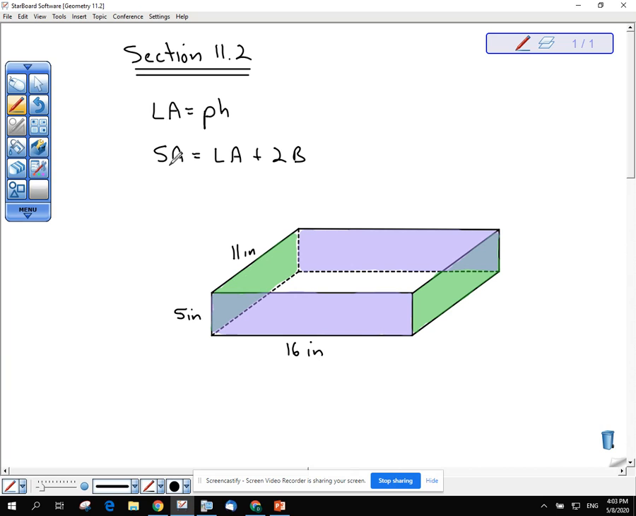The surface area then includes the bases, so it's the lateral area plus 2B. Now you might wonder, why is it 2B? Capital B means the area of a base. Two bases, 2B, because there are 2 bases. Okay.